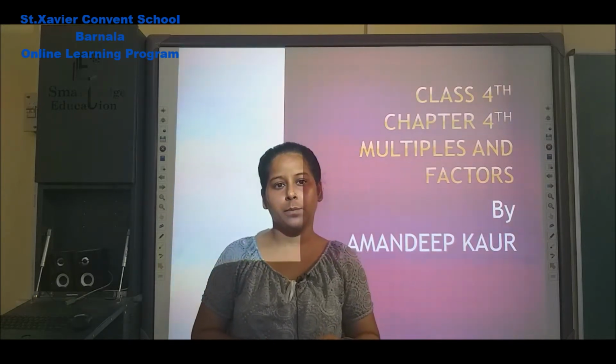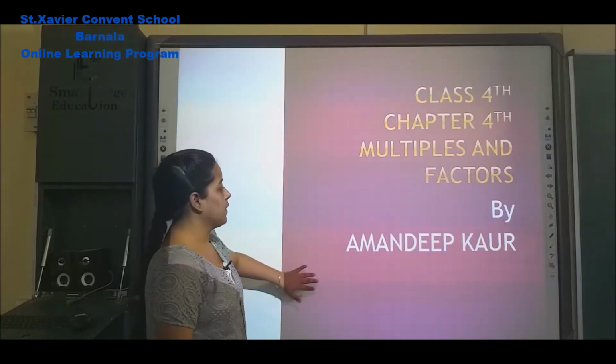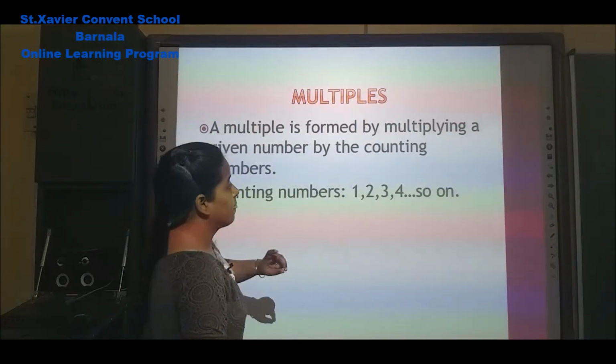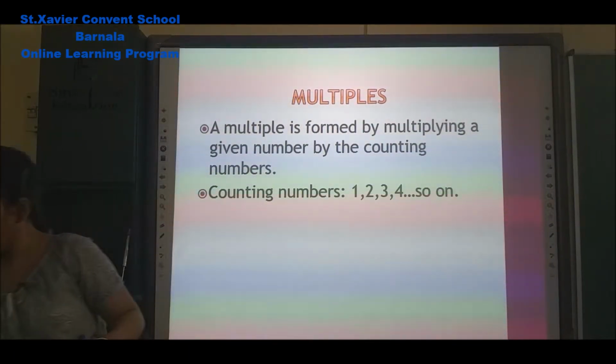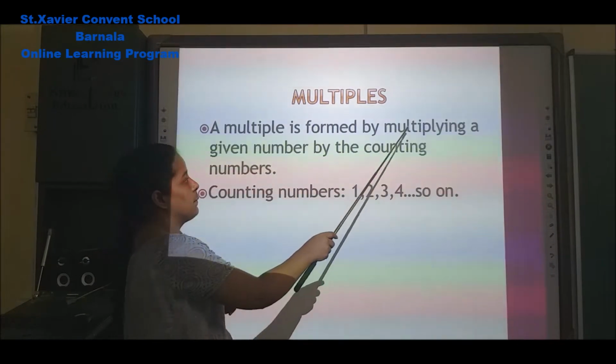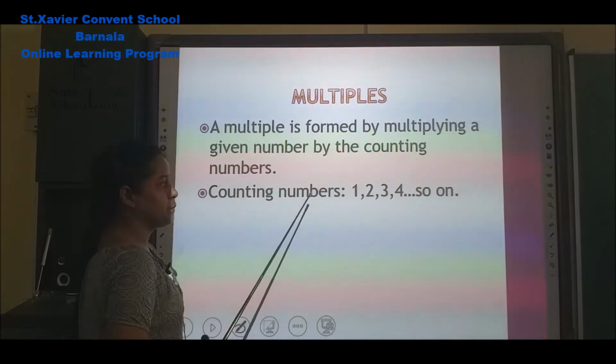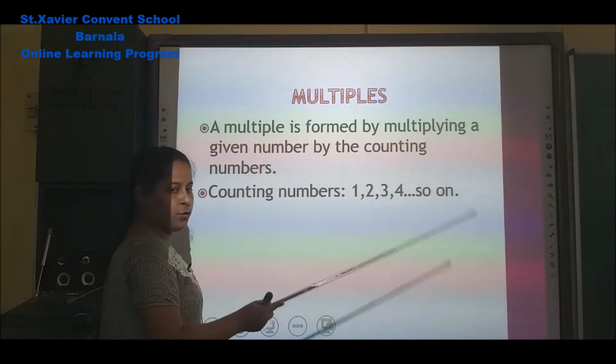My name is Amandeep Kaur and today we start chapter 4, multiples and factors. The first topic is multiples. So what is a multiple? A multiple is formed by multiplying a given number by the counting numbers. Counting numbers are 1, 2, 3, 4.